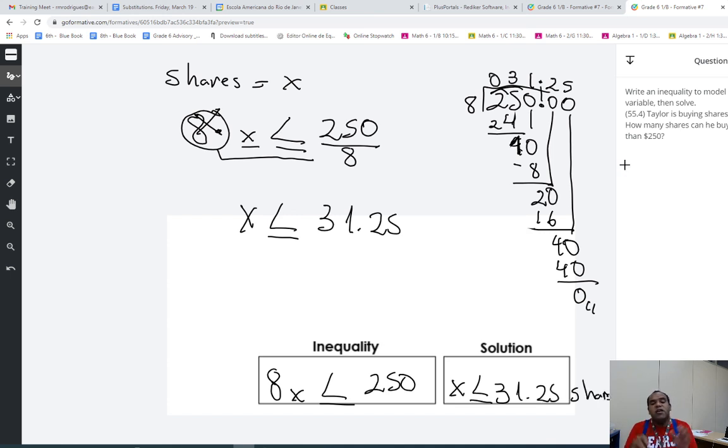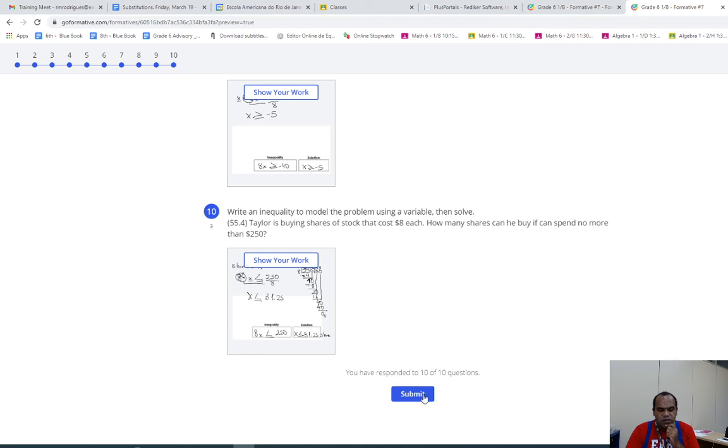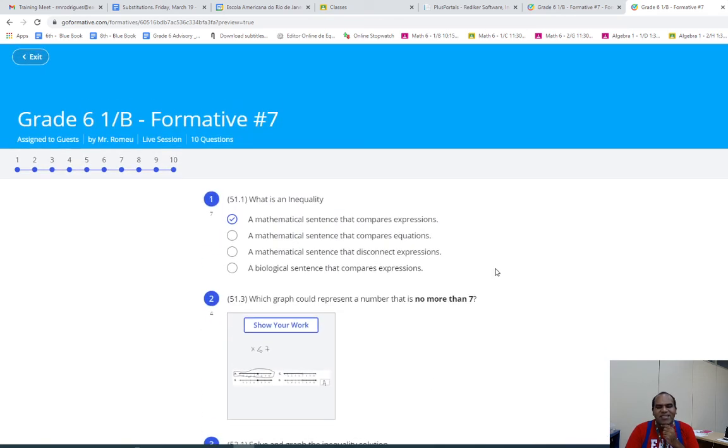Great, guys. Here is the solution for our formative. We finished this one. You submit it. I will not submit it. I know you know I am the teacher. Guys, that's it.